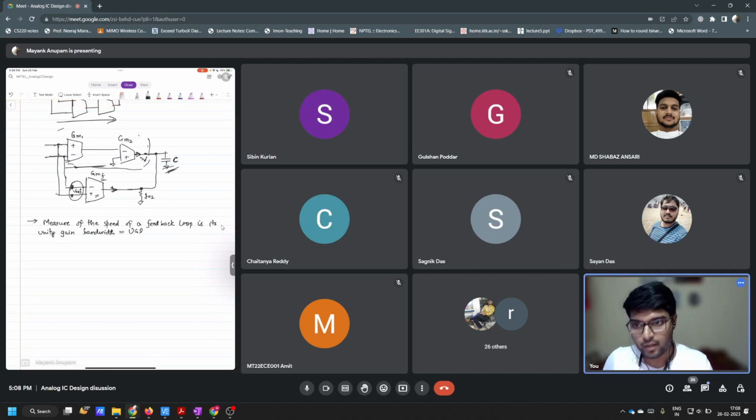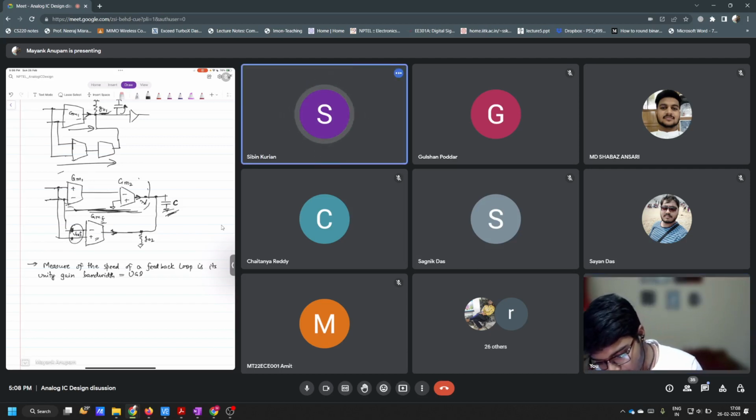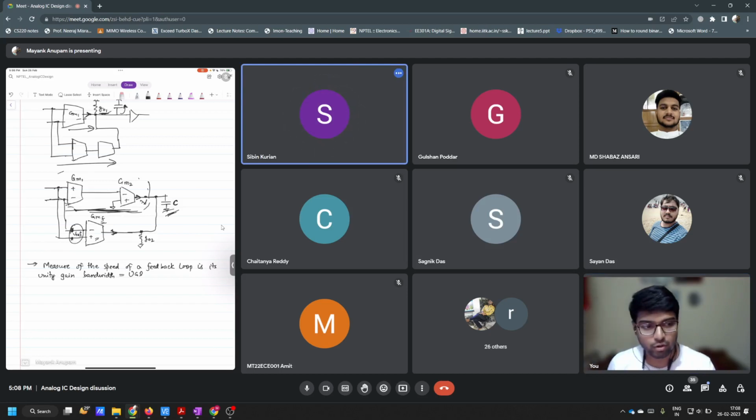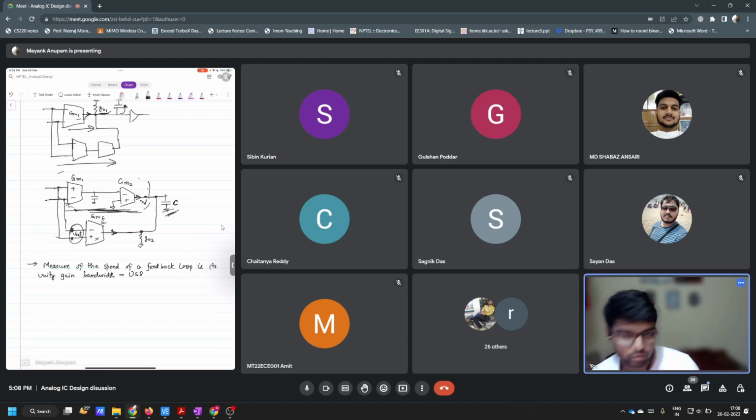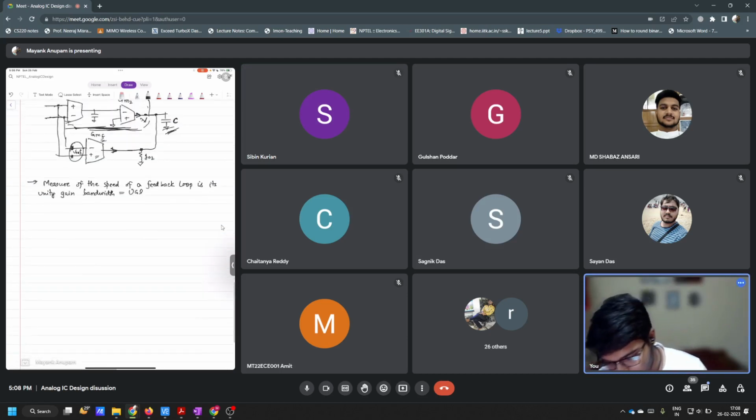Okay, understood. And it is quite clear from here, right? You see that it is a two-stage op amp here. It will be slower by default, right? There are two parasitic poles here, so it will be slower by default. I wanted to give another intuition behind this.